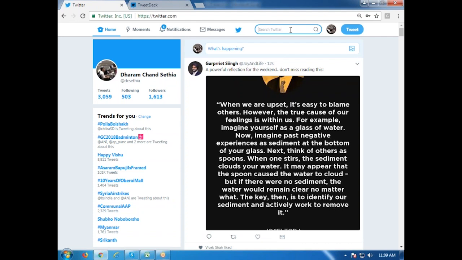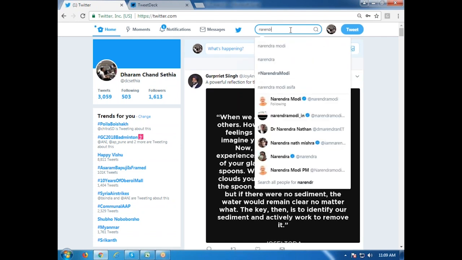Let's search for Mr. Narendra Modi. You have Narendra Modi and NarendraModi.in. These are the two accounts you can follow if you want to follow our Prime Minister. You see there is a blue tick, and for this person, Dr. Narendra Nathan, there is no blue tick. A blue tick is a kind of certification by Twitter, a verified account. I don't have it, and there are a couple of criteria you have to fulfill to get a blue tick. It is considered a very good thing for a Twitter profile, but let's not get into that.